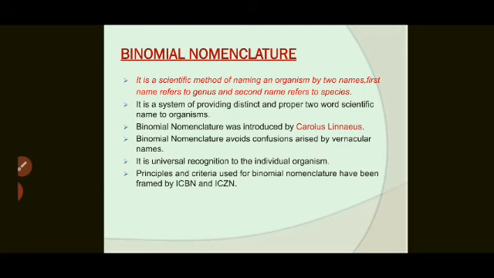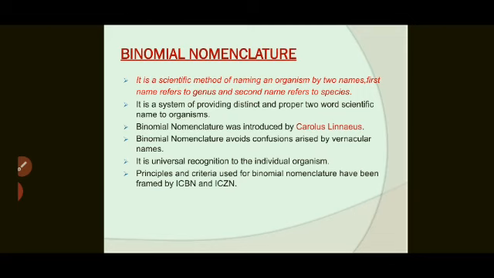Binomial nomenclature was introduced by Carolus Linnaeus. So this naming system given by Carolus Linnaeus is being practiced by biologists all over the world. This naming system using a two-word format was found convenient, and this binomial nomenclature avoids confusions arising from vernacular names. It gives universal recognition to the individual organism.